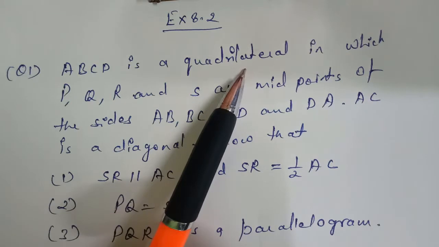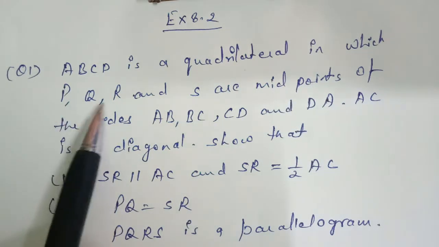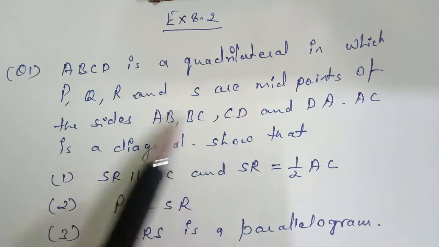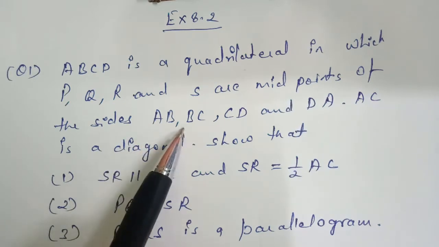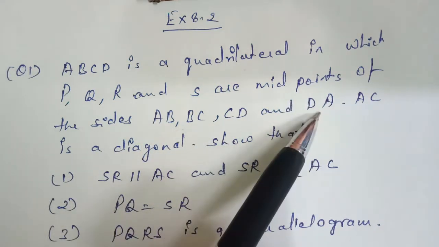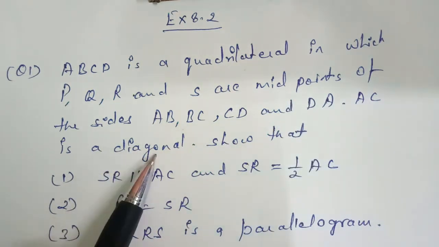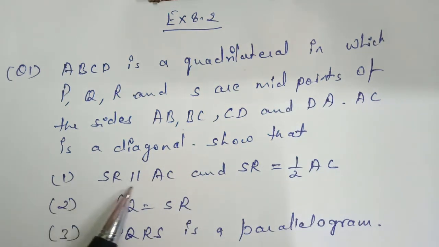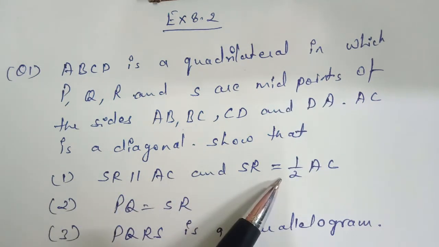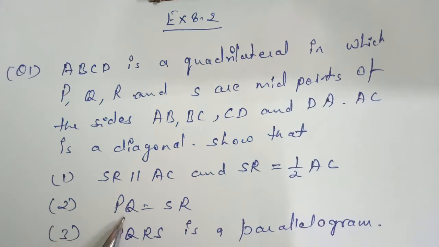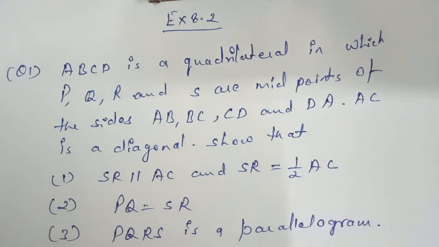ABCD is a quadrilateral in which P, Q, R and S are the midpoints of the sides AB, BC, CD and DA. AC is a diagonal. Show that SR is parallel to AC and SR is equal to half of AC. Number second, PQ equal to SR, and number third, PQRS is a parallelogram.